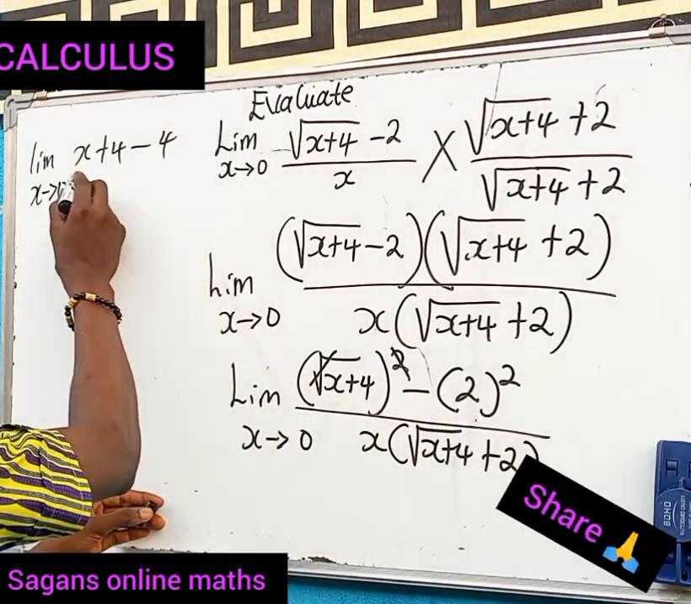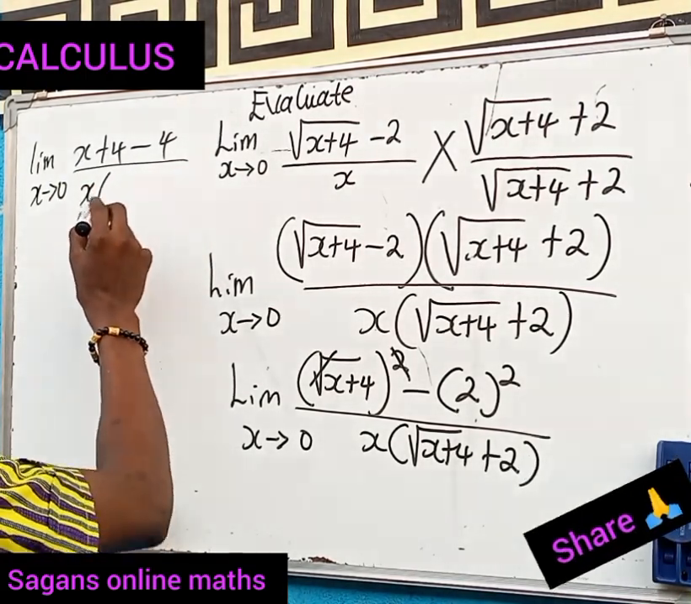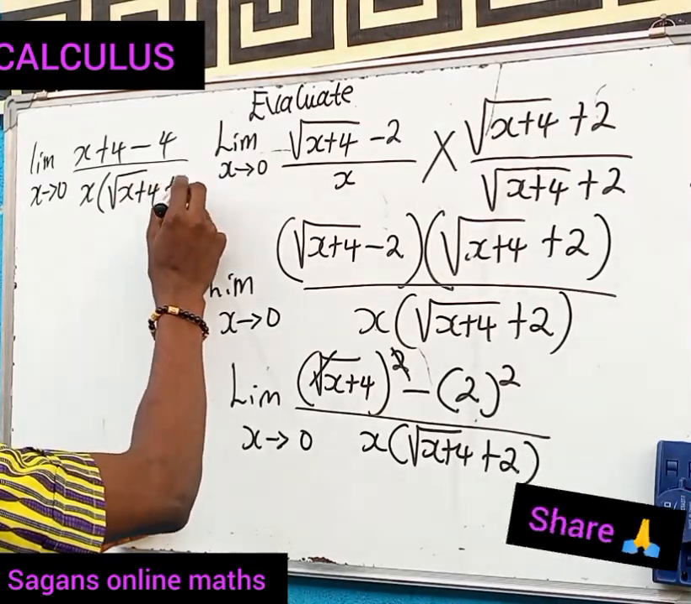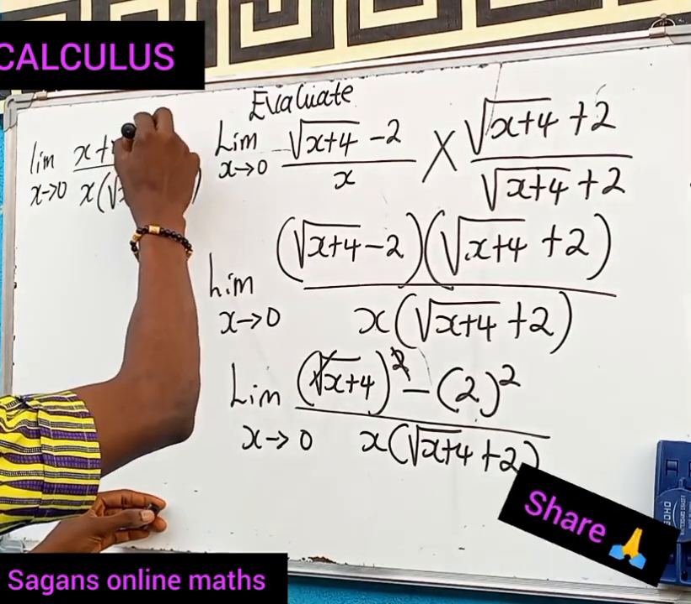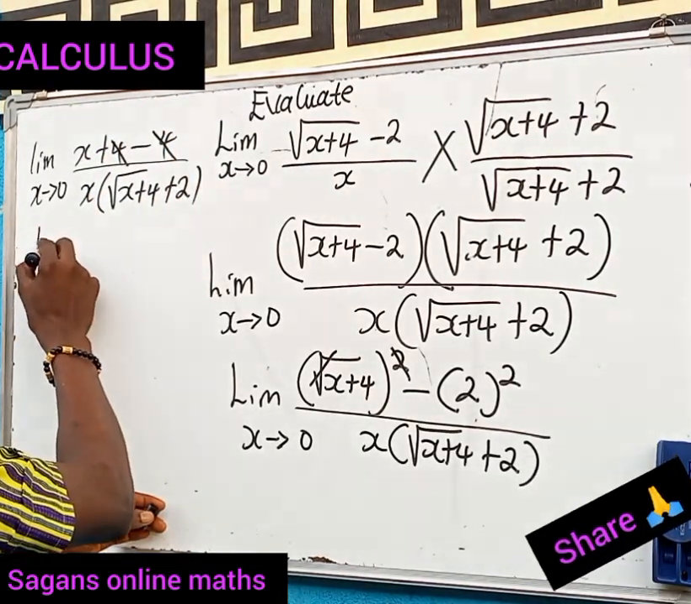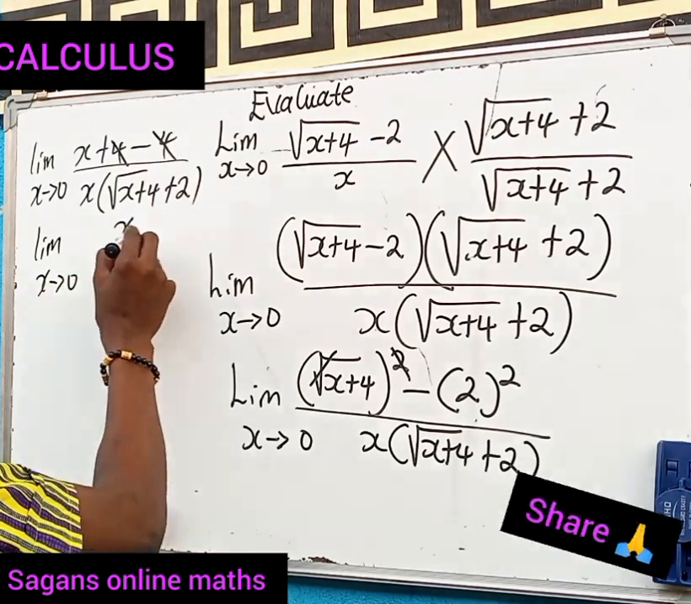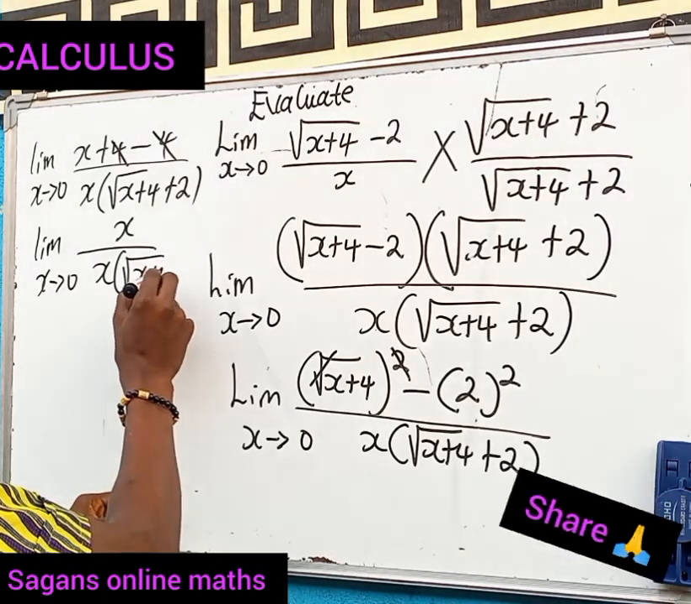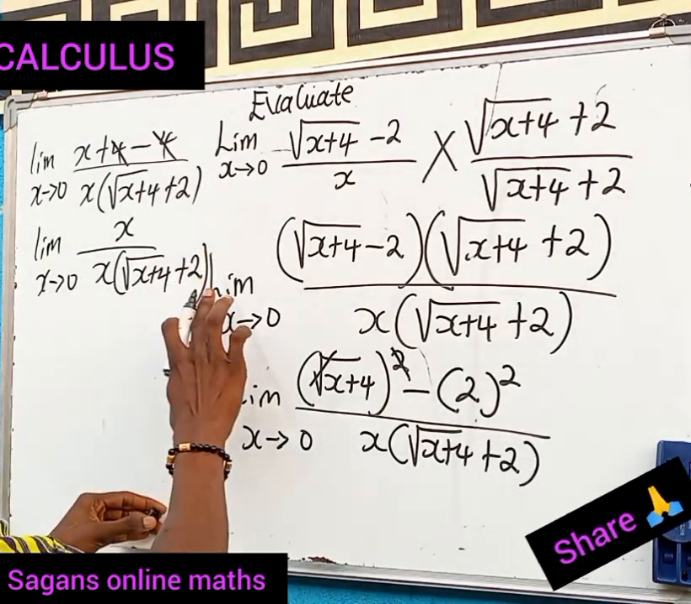You can see from here, divided by x into the square root of x plus 4 plus 2. So you can see that 4 minus 4 will go. So now that the limit where s tends to 0, we are left with s divided by s into the square root of x plus 4, plus 2. Now let me remove it so you know.